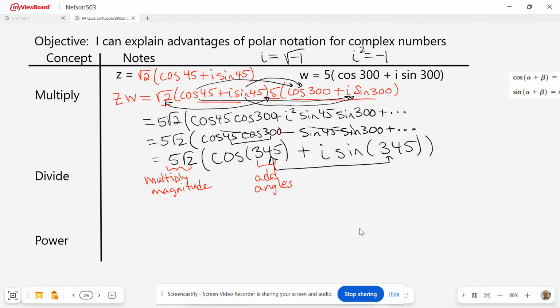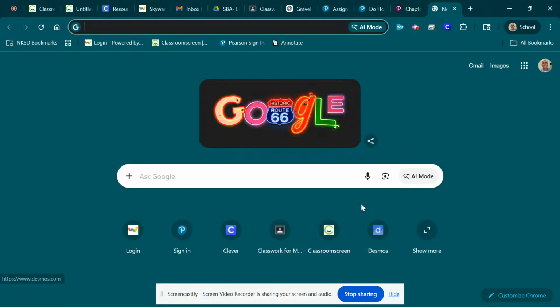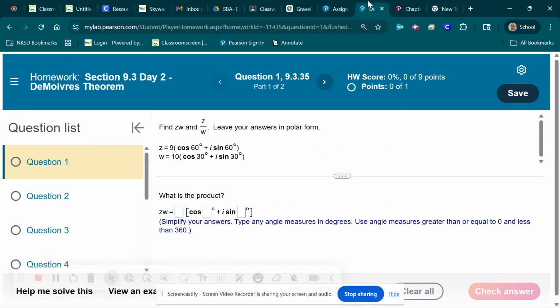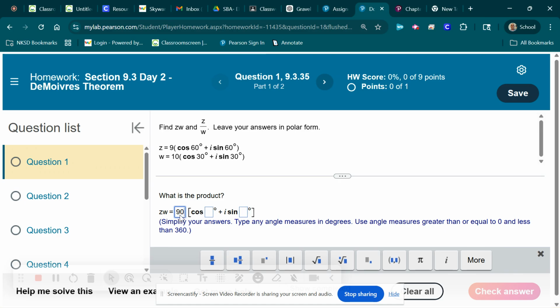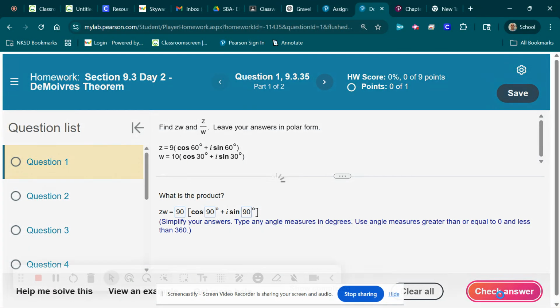All right, so man, I hope you got problem number one. I said I was going to review it, right? So this is what my problem number one looks like. 9 times 10 is 90. Boom. Cosine of 60, cosine of 30. I'm going to add the angles together, so that's going to give me cosine of 90. And then 60 plus 30, well, I don't have to add them again. They're always going to be the same number. Whatever you get here, it better be the same over there, okay?